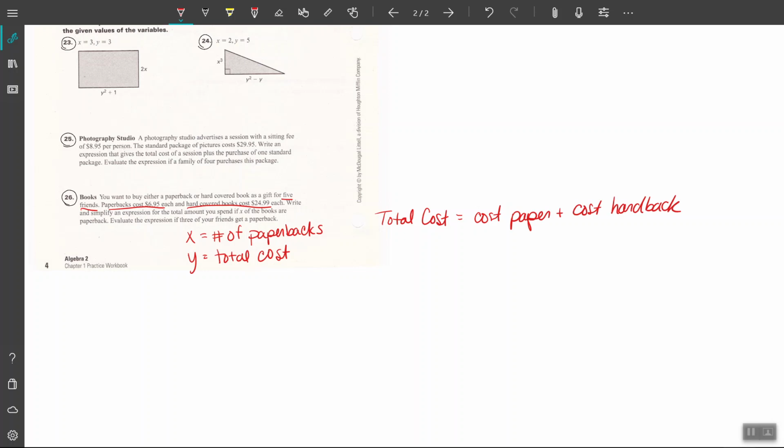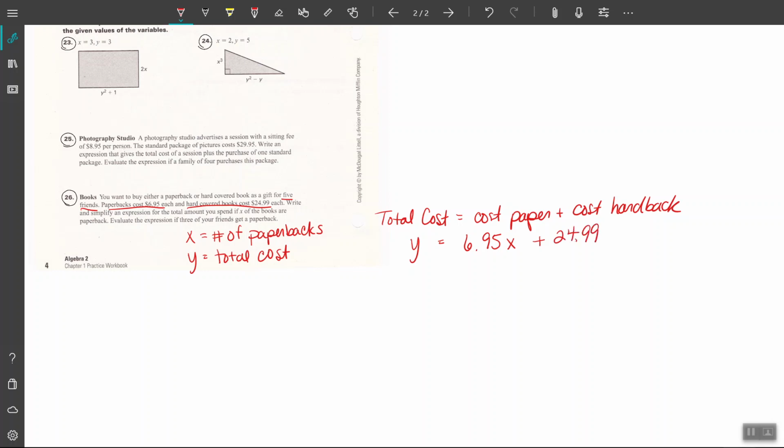And so if we go into it that way, we can start filling things in. We know that y is our total cost. And we know that we're letting x equal the number of paperbacks. And we know a paperback book costs $6.95. So your expression for the paperback is $6.95 times x. We're going to need to add to that the cost of the hardback. We know every time you buy a hardback book, it's $24.99.